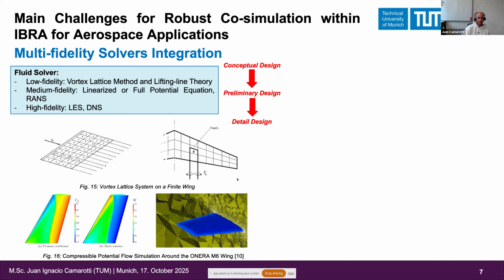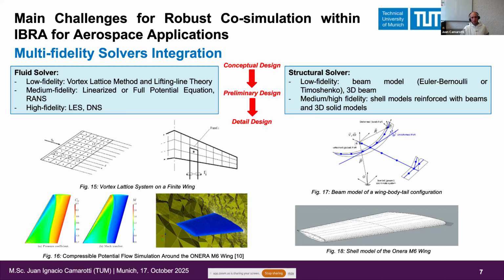So for example, when we look at the fluid side, in the case of fluid structure interaction problems, we start with low fidelity solvers, which are usually potential solvers like the vortex-lattice method or lifting line theory. Then we go to medium fidelity solvers like the full potential equation or RANS models. And then we finally end up using high fidelity tools like large eddy simulations.